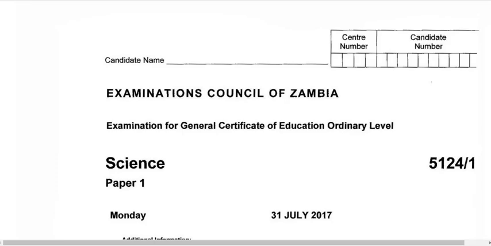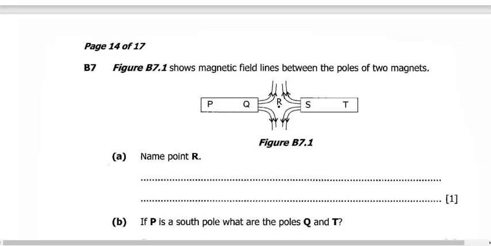We will continue from section B, and that is B7. So here is our question B7. In B7, we're given a figure, a drawing. Figure B7.1 shows magnetic field lines between the poles of two magnets. We've got PQ, we've got RL, we've got ST. And that is our figure B7.1.